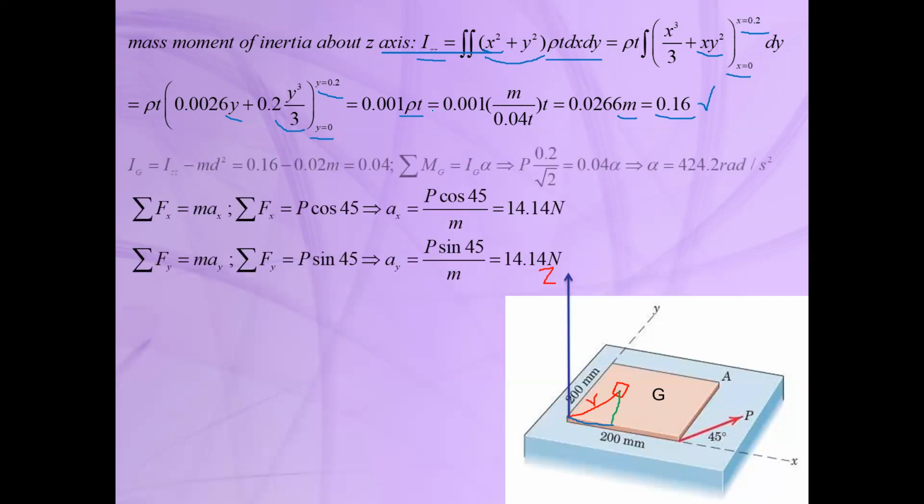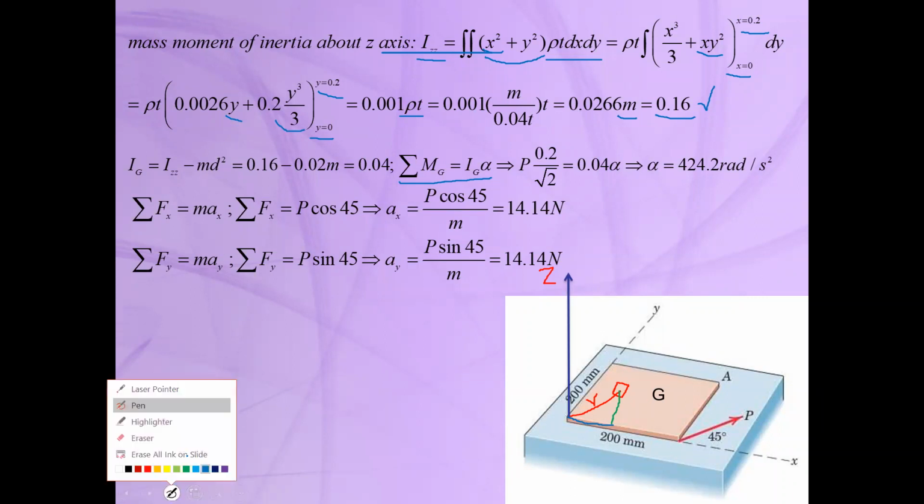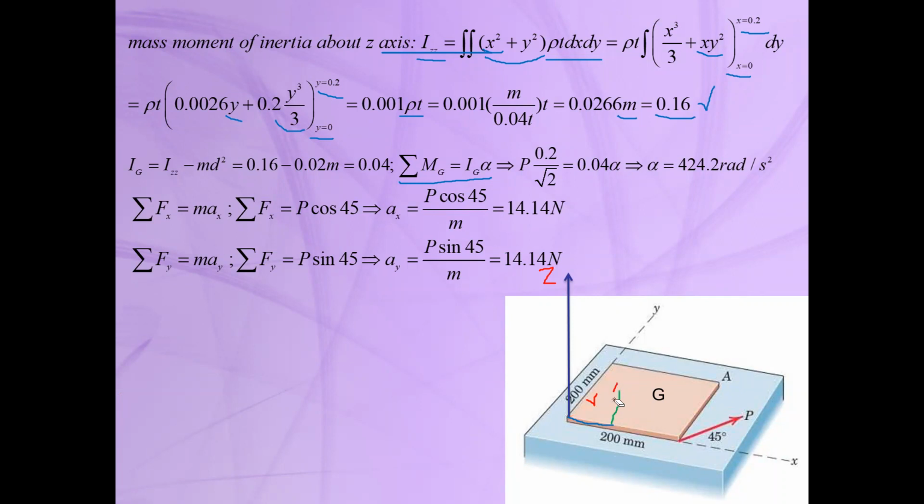Now we can write the equation of motion. We will have one moment equation. The moment equation about the mass center is equal to the mass moment of inertia about the mass center times alpha. The moment about the mass center, if we consider here, let me clear this place.